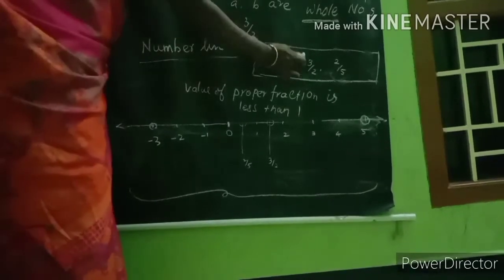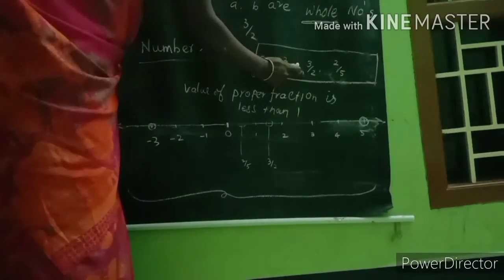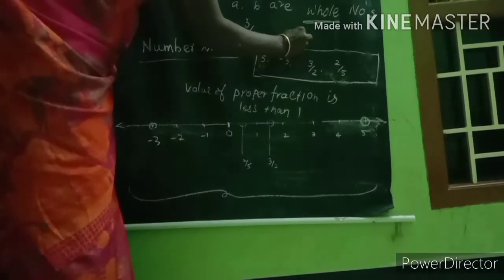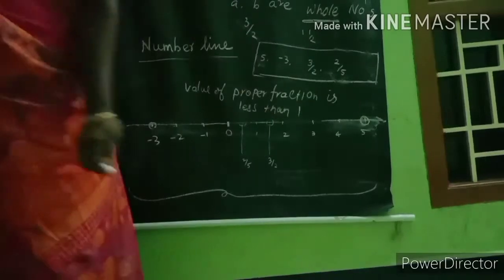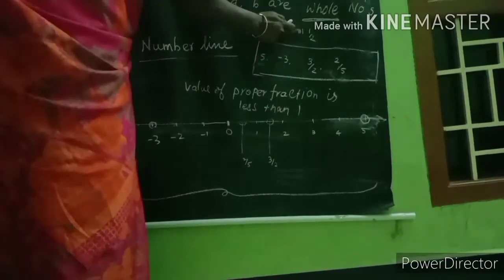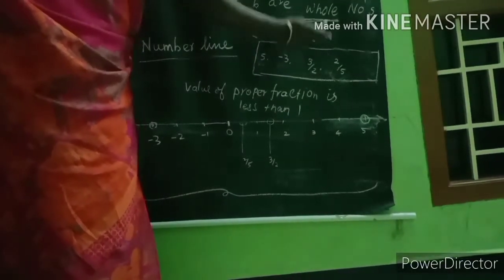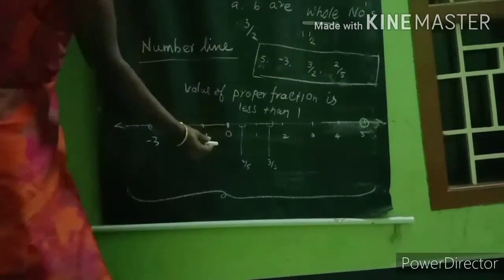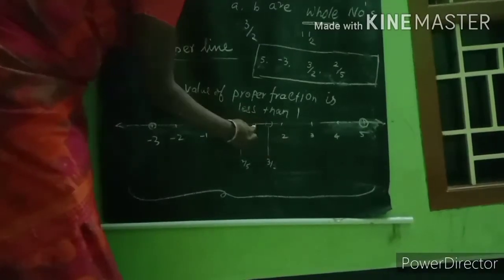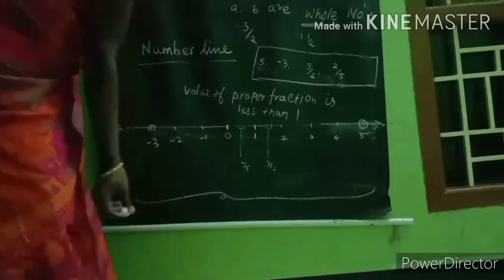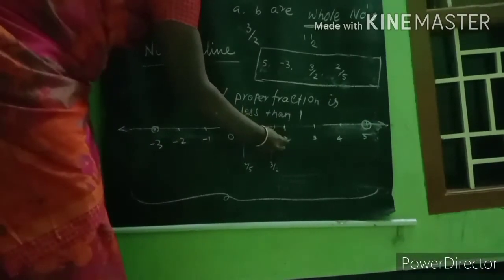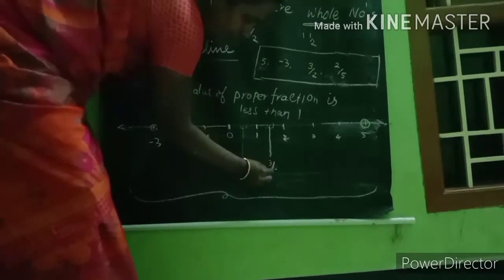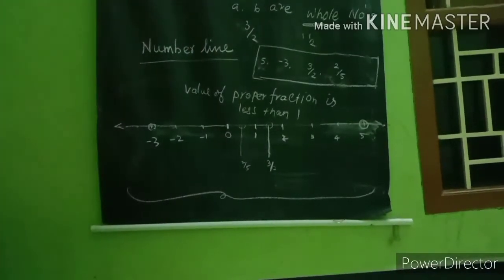Then 3 by 2. 3 by 2 is an improper fraction, so change it to a mixed fraction. 3 by 2 changes to 1 and 1 by 2. So 3 by 2 is greater than 1 and less than 2. So 3 by 2 lies between 1 and 2. The number 1 is given here, then 2 is given here. So 3 by 2 lies between 1 and 2, and I denote 3 by 2 here. That's all.